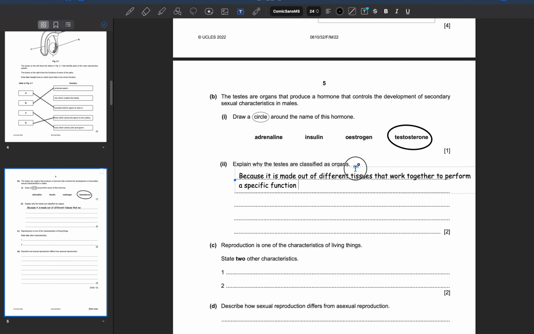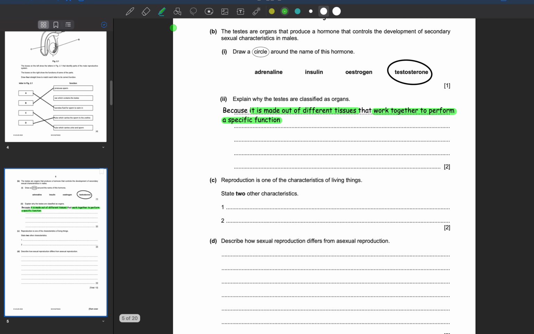Okay. This question is out of 2 marks, so how are they distributed? Let's see. The first mark is because it's made out of different tissues. The other one is work together to perform a specific function. These are the 2 marks. Okay, next.